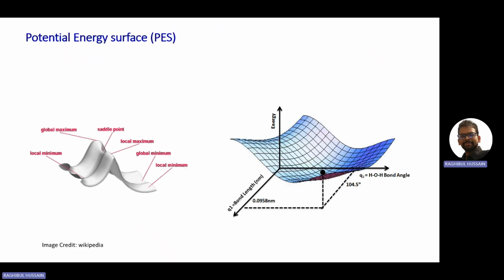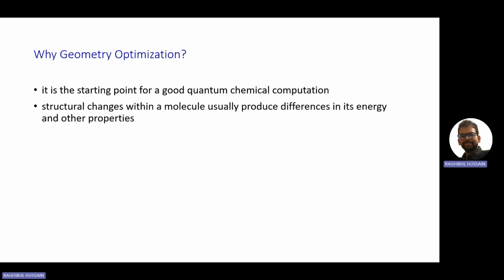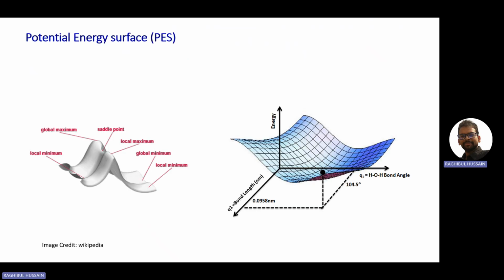This has already been taught. It is the starting point for a good quantum chemical computation. Structural changes within a molecule produce differences in its energy and other properties. This has already been taught: the potential energy scan, all this by Dr. Ali. So I'm not going into details.